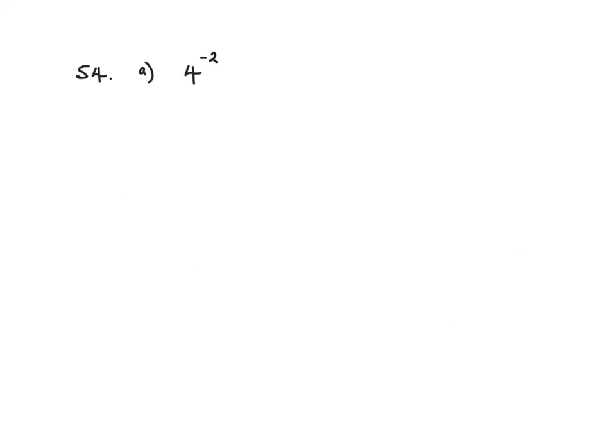Indices, question 54, 4 to the power of minus 2 is 1 over 4 squared. 4 squared is 16, so the answer is 1 over 16. Part B, 25 to the power of 1/2. The power of 1/2 is equivalent to the square root. The square root of 25 is 5.